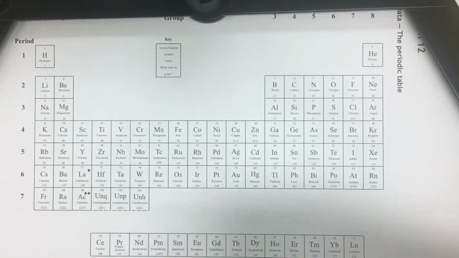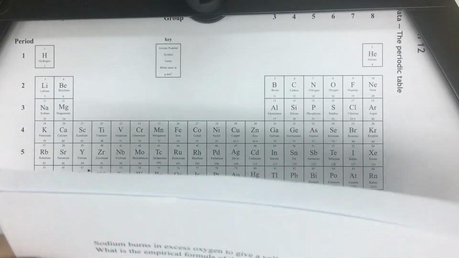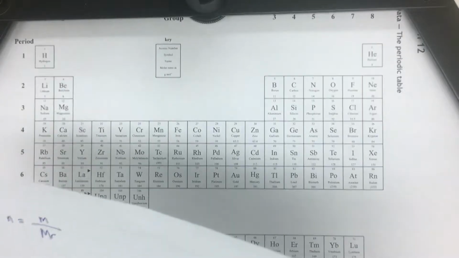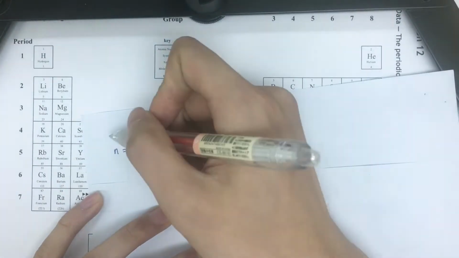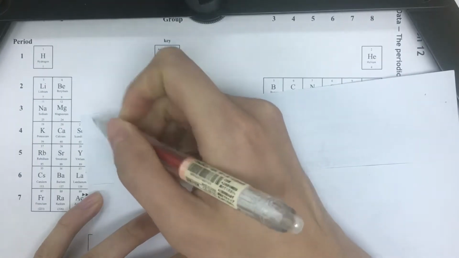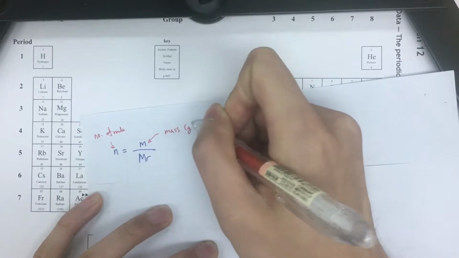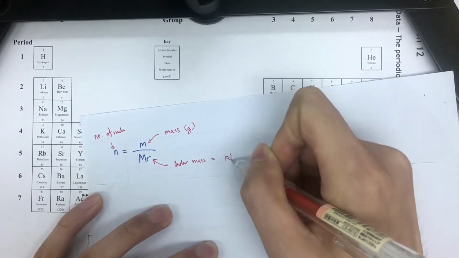There are only 3 formulas you need to know, you need to really master. You need to know when to use it, how to use it. If you know that, then that will be easy. Your life will be so easy. The first one is n equals m over Mr. What I mean is, n is number of moles, m is the mass in grams, Mr is molar mass, which is the same as relative atomic mass.